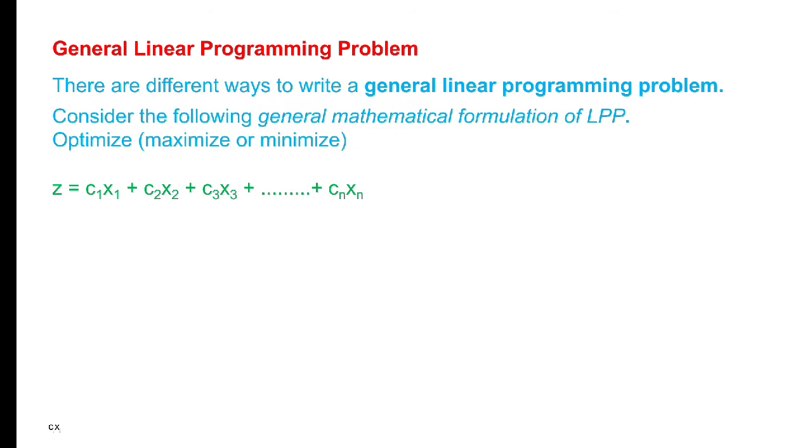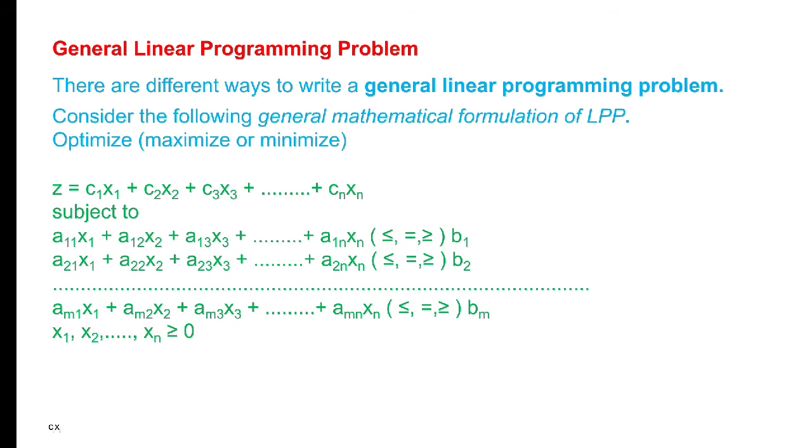Look at that. There are different ways to write a general linear programming problem. This is one of the ways. Objective function will be maximum or minimum. So Z equal to c1 x1 plus c2 x2 plus c3 x3 etc. up to cn xn. x1, x2, x3 etc. xn are called the decision variables. c1, c2, c3 etc. cn are called the costs of the decision variables.